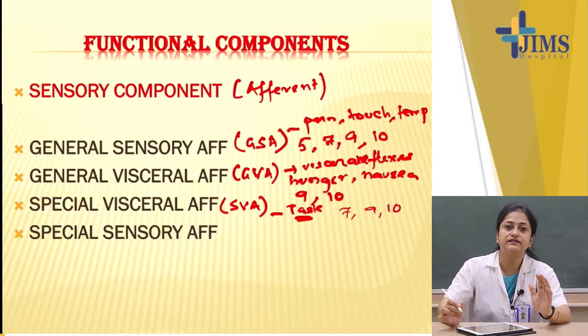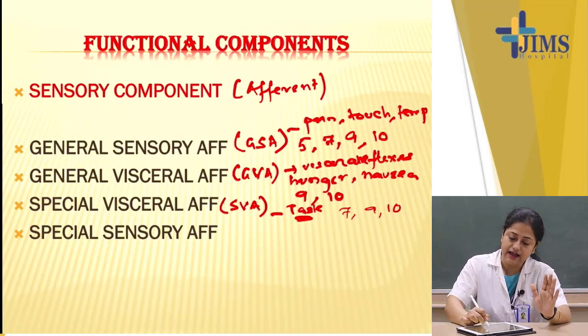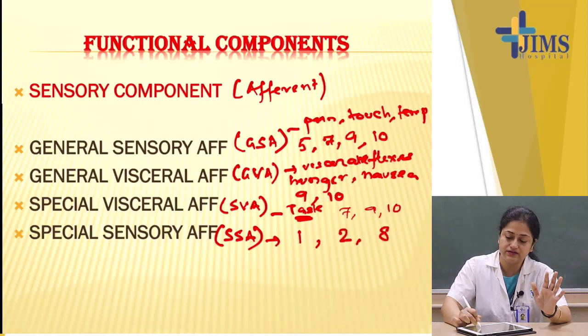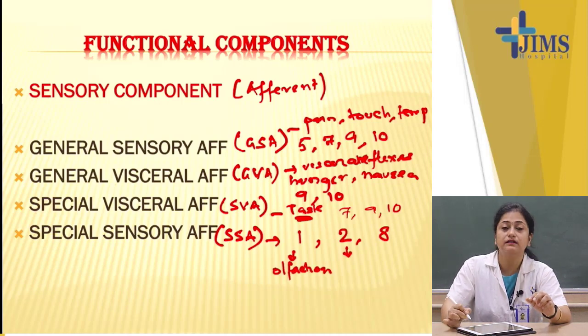Last component of the sensory is the special sensory afferent or the SSA. These are all the special senses. So they are mainly the 1, 2 and 8. So 1 is olfactory, so it is concerned with olfaction. 2 is optic, so it is concerned with vision.